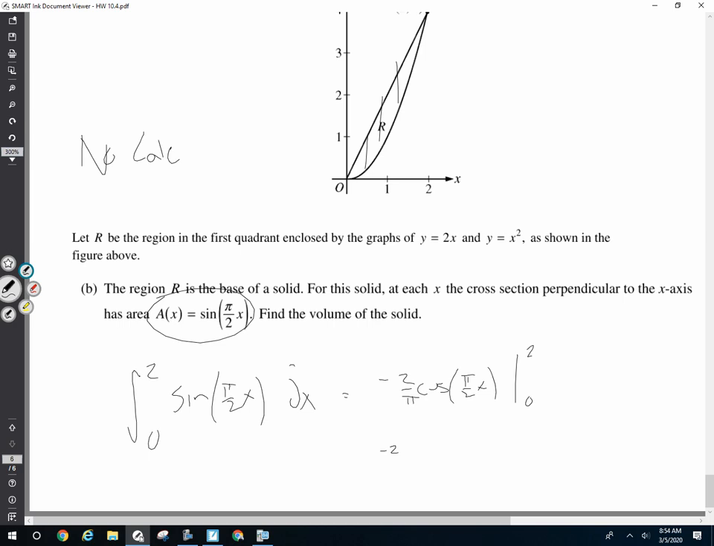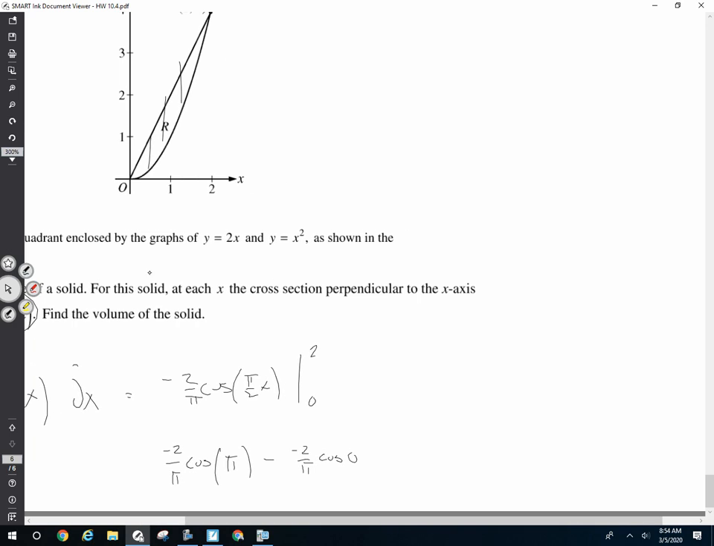Go from 0 to 2, I get negative 2 over pi cosine pi minus negative 2 over pi cosine 0. Be careful, these are values. Don't just assume it's 0. Cosine of pi is negative 1, so this is going to be negative 2 over pi times negative 1, positive 2 over pi. Cosine of 0 is positive 1, so this would be plus a positive 2 over pi. So 2 over pi plus 2 over pi is 4 over pi. That's it.